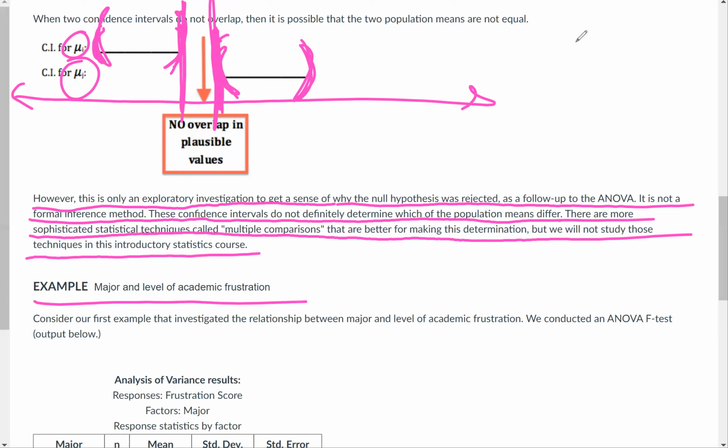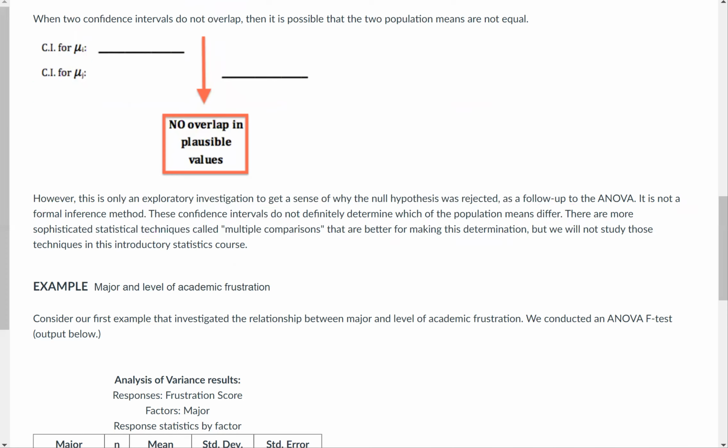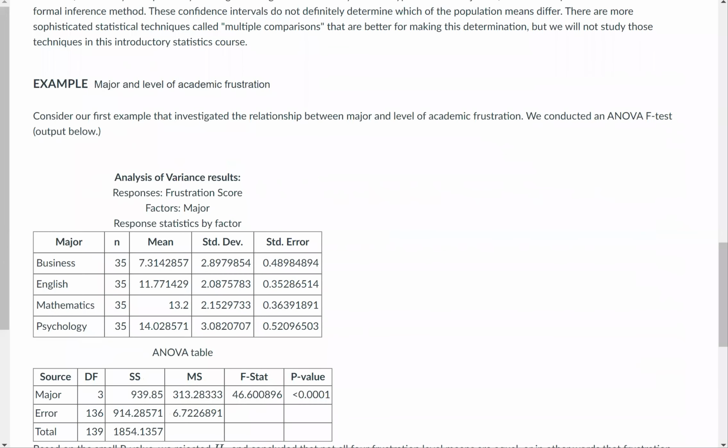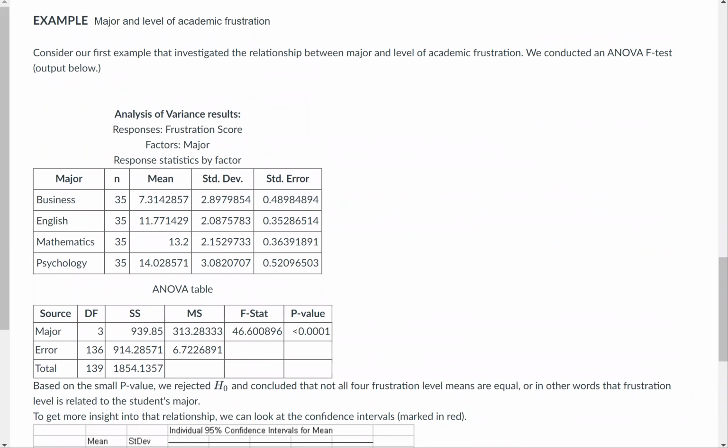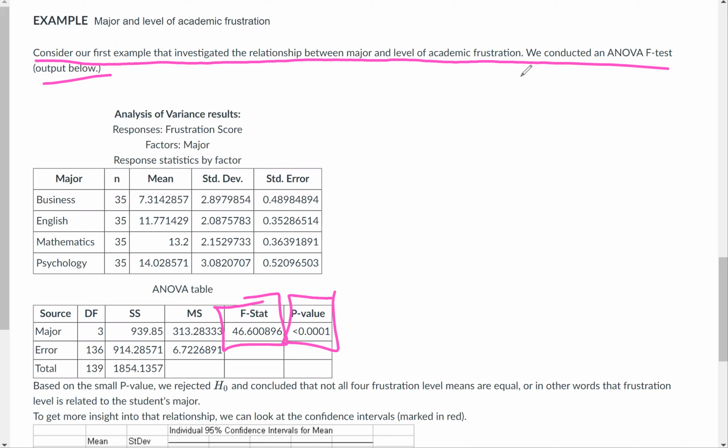But let's go back to that example of frustration level in your major, depending on if you're English, math, psychology, business. Consider our first example that investigated the relationship between major and level of academic frustration. We conducted an ANOVA F test, and the outputs were below. We saw that the F statistic was 46.6 or thereabouts. The p-value was very small, less than 0.0001. So based on that small p-value, we rejected the null hypothesis and concluded that not all four frustration level means can be equal. In other words, that frustration level is related to the student's major.